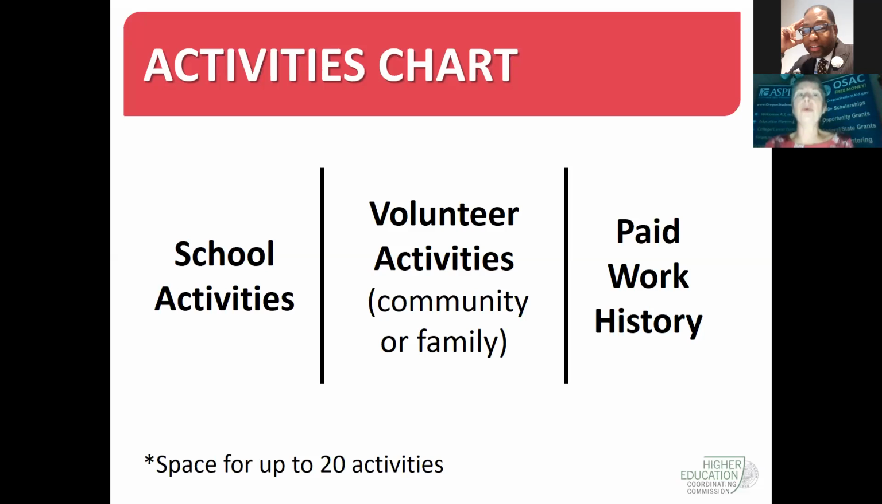Okay, so here we are at the activities chart. And it's really important that you put as much information here as possible. You have space for up to 20 activities. Think of this as a resume of what you have been doing in high school all this time. So the first section, school activities, is where you're going to list sports, clubs, choir, any recognition or awards that you've received, any student leadership that you've done. So any of the fun, great activities that you've done in high school, that's where you're going to put that.